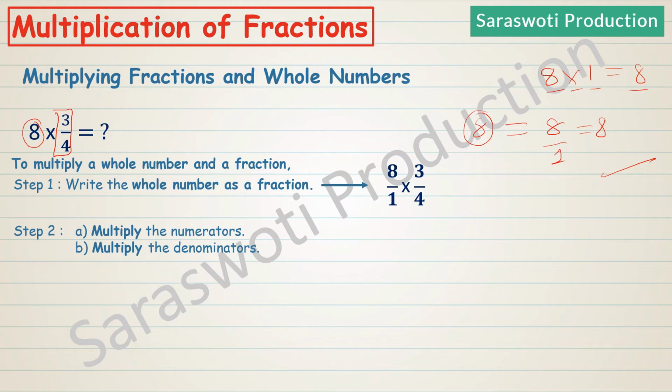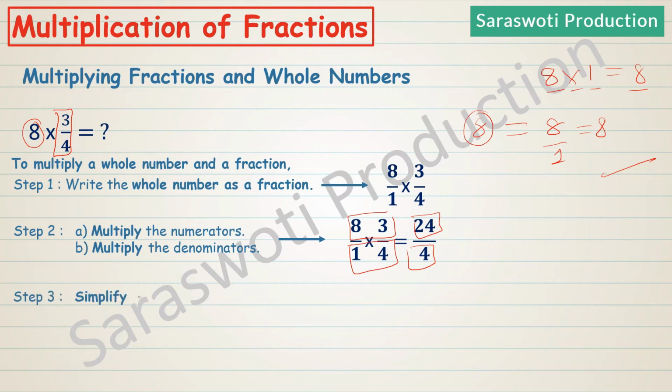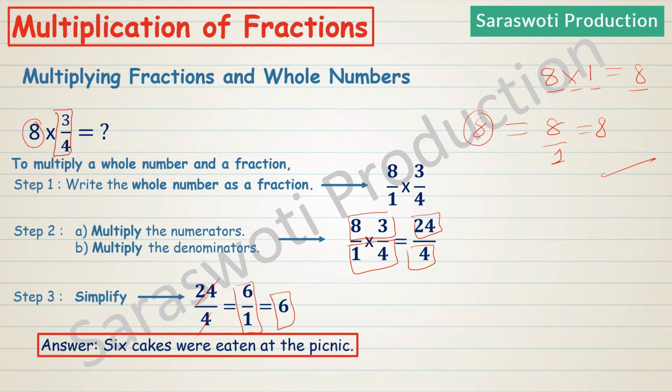Step number 2. Multiply the numerators and multiply the denominators. That is the same as saying we have the upper part, 8 into 3, that is 24, divided by 1 into 4, that is 4. Now we have got 24 by 4. Step number 3, simplify. We have 24 by 4, and as you know, 4 times 6 is 24. The answer is 6 cakes were eaten at the picnic.